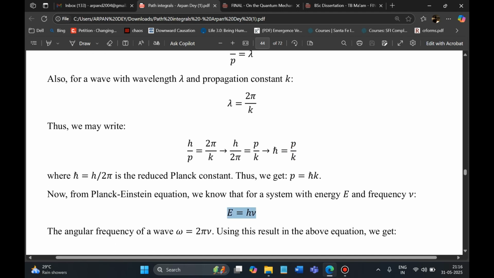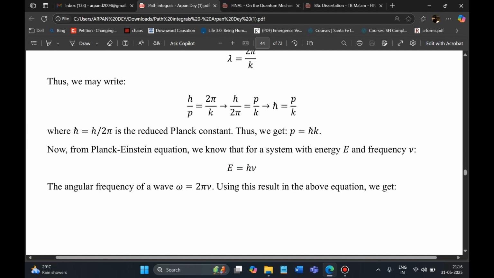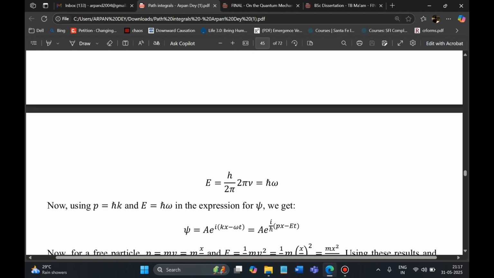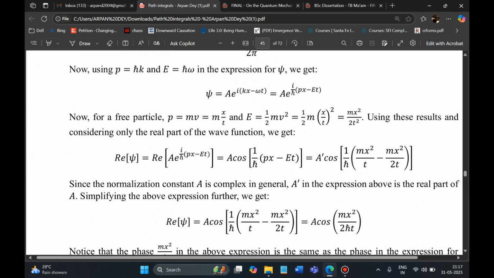H over 2 pi is called h bar, the reduced Planck constant, which means p equals h bar k. Similarly, we also know that E equals h nu, and 2 pi nu is the frequency, so 2 pi nu is omega, the angular frequency. So if we multiply and divide by 2 pi, we have h over 2 pi into 2 pi nu. That means we can write h bar into omega. So E equals h bar omega. So using p equals h bar k and E equals h bar omega, we can write that psi, which was A e to the i(kx minus omega t).